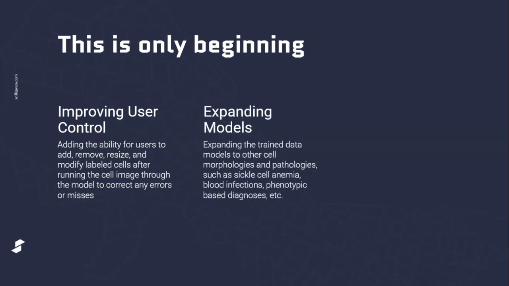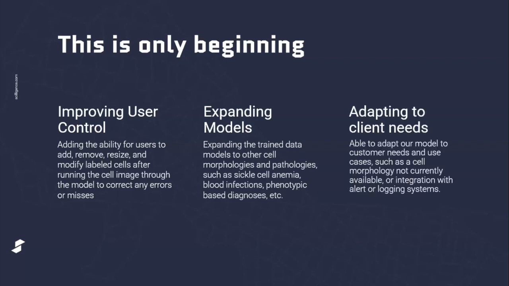We're also going to be expanding the models. We already have a few types of anemia in the pipeline. We have sickle cell anemia, an iron deficiency anemia, and I think a malaria one as well. So a bunch of different types of phenotypic-based diagnoses we're going to be expanding this to. And we can adapt this to client needs and requests. We're happy to work with you and figure out how we can apply this to your use cases. Just again, for the last time, these are just two examples, a cell count and leukemia, but you can imagine there's a bunch of different ways we can integrate or use this throughout our applications.